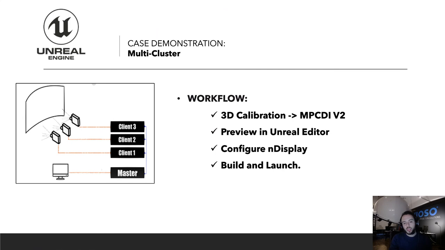So to sum up what we did there, the workflow is the following. We did a 3D calibration, we exported to MPCDI version 2. We can preview this export in the Unreal editor, see if it looks good. Once we are satisfied with the result, we configure the nDisplay configuration file. And finally, we just build and launch our project.